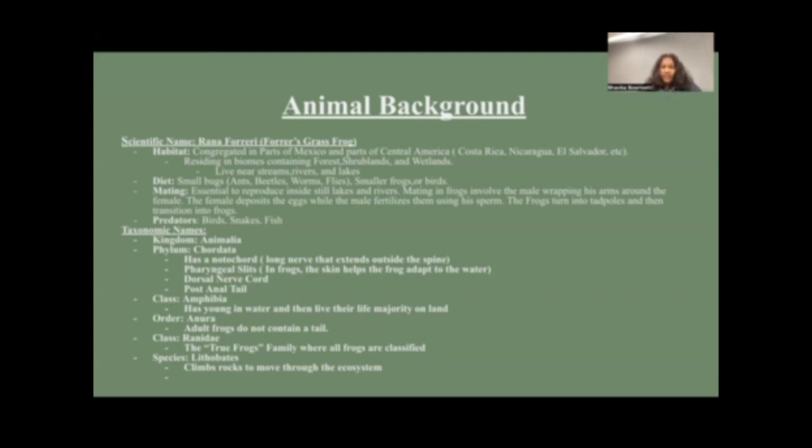Their family is Ranidae, also known as the true frogs, where most of these frogs are classified. And their genus is Lithobates. Lithobates are frogs that climb rocks, using their webbed feet to climb rocks and move throughout the ecosystem. They also have webbed feet that help them swim across water.